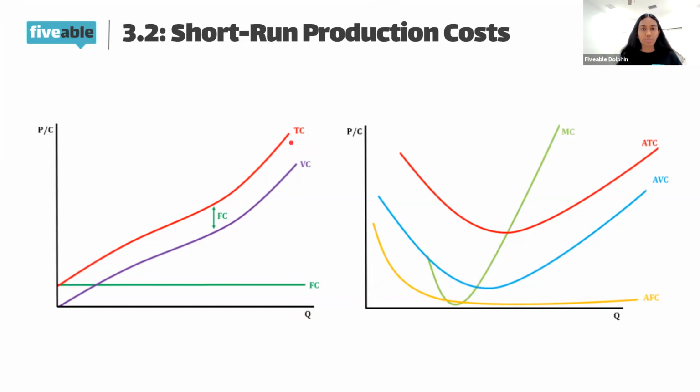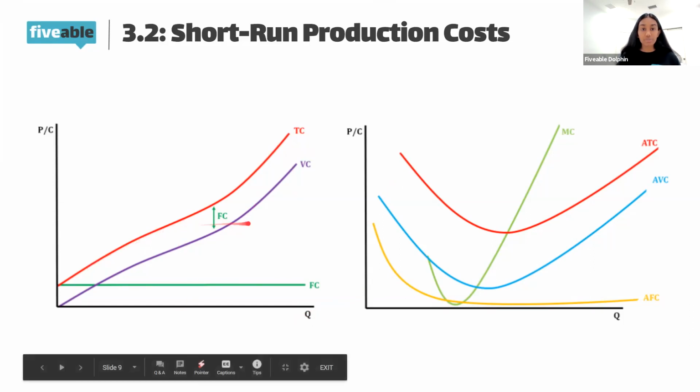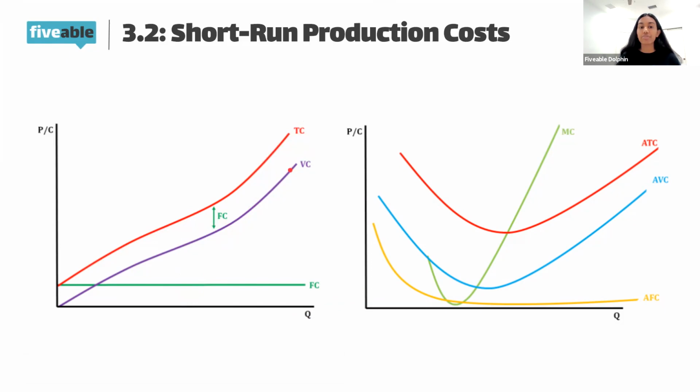So you can see that the distance between the total cost curve and the variable cost curve is constant, and the distance between them is actually fixed costs because they stay the same. And variable cost plus fixed cost is total cost.